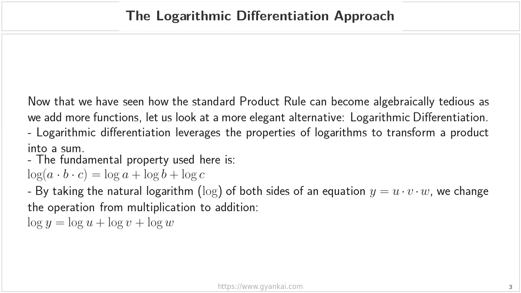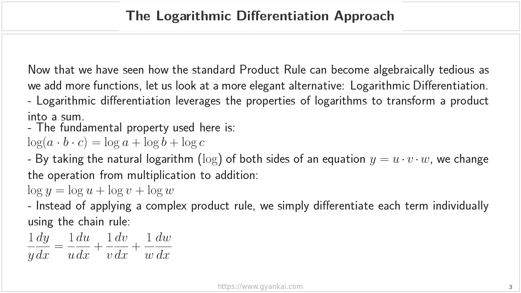We apply this to our calculus problem by taking the natural logarithm of both sides of our equation. So, if we start with y equals u times v times w, taking the log of both sides changes the operation from multiplication to addition, giving us log y equals log u plus log v plus log w. Now, instead of applying that complex expanded product rule we discussed in the previous slide, we can simply differentiate each term individually using the chain rule.